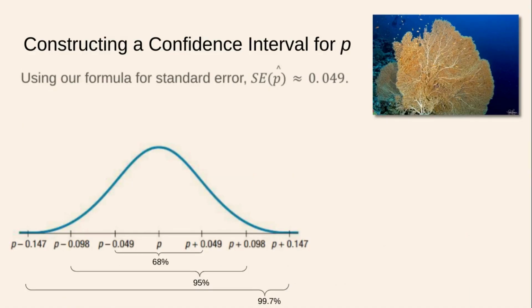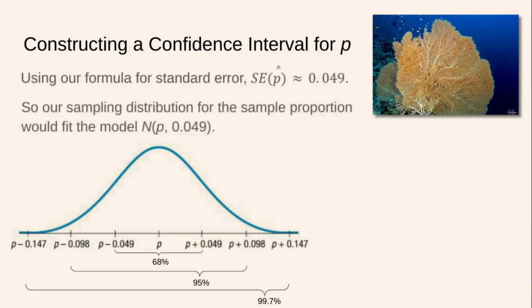Now we're going to actually construct a confidence interval for the true population proportion. Using our formula for standard error, the standard error for p hat is going to be about 5%, a little shy of 5%. So our sampling distribution for the sample proportion would fit this model. If you remember from Chapter 17, we were able to use a normal model to describe the sampling distribution of a sample proportion. It's centered at the assumed population proportion, and we don't know what that is. We'll get to that in a moment.